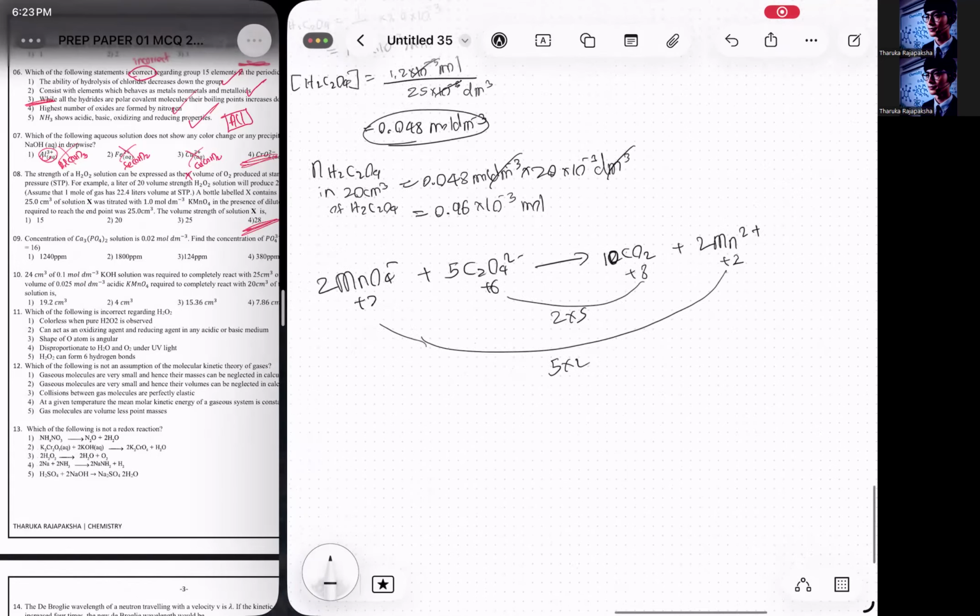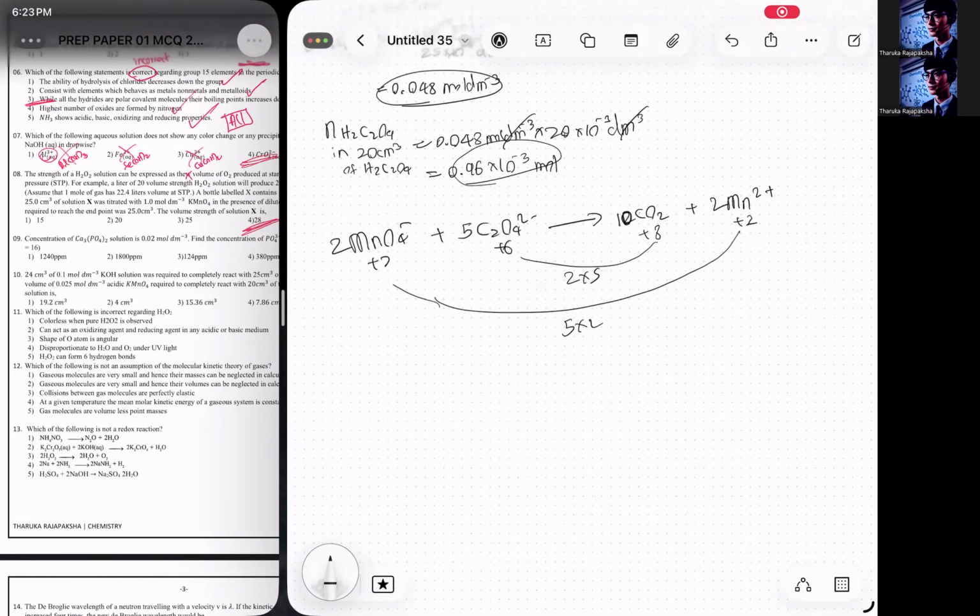Okay, cool. Now we know the number of moles of H2C2O4. So we know the oxalate amount. Using the oxalate amount, we are going to calculate the MnO4- amount. MnO4- will be 2 over 5 into 0.96 × 10^-3 moles.